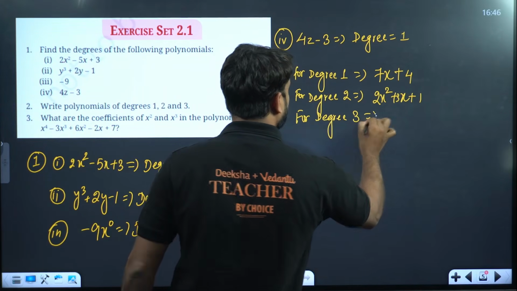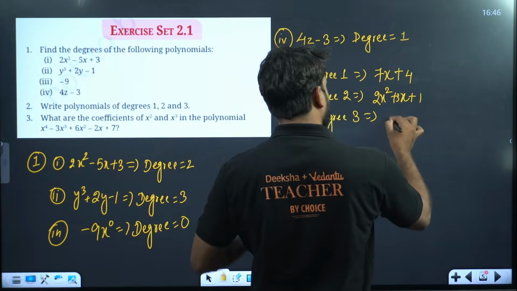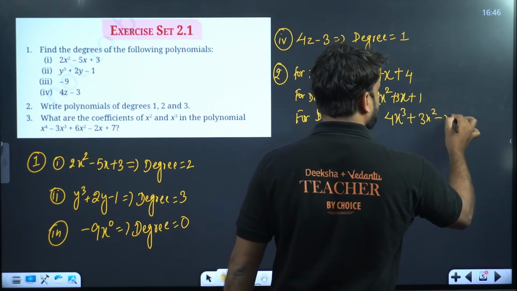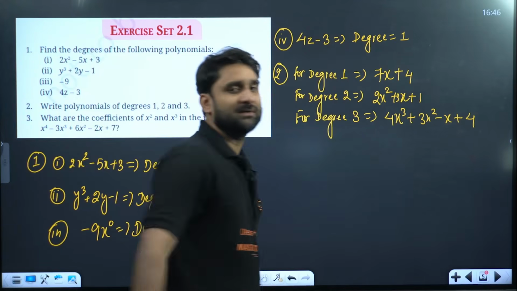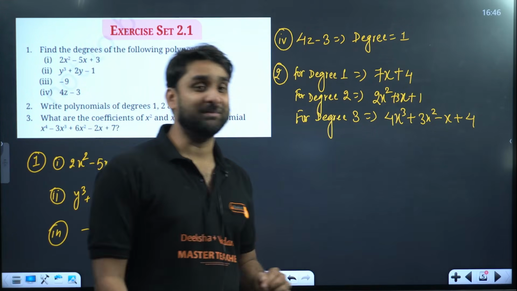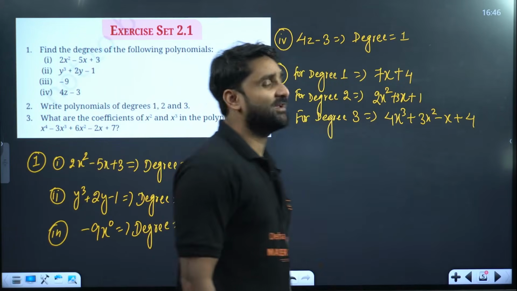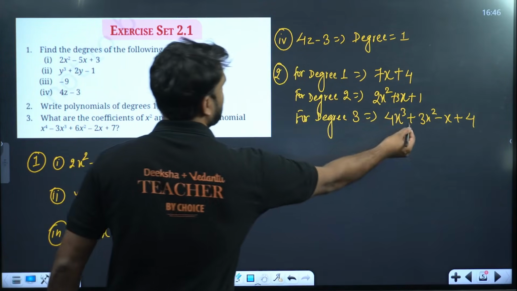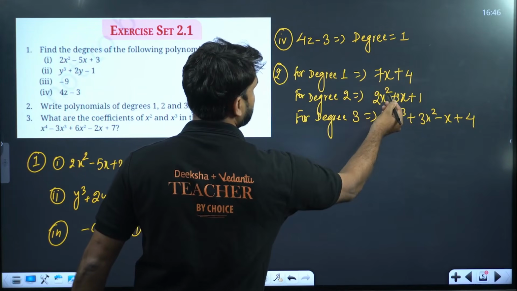For degree 3 we can write 4x cube plus 3x square minus x plus 4, whatever you can write. But the power of x must be 3. The highest power of the variable must be 3. Then only we can say that the given equation is of degree 3. So this is the answer: for degree 1, the highest power is 1; then highest power 2; highest power 3.